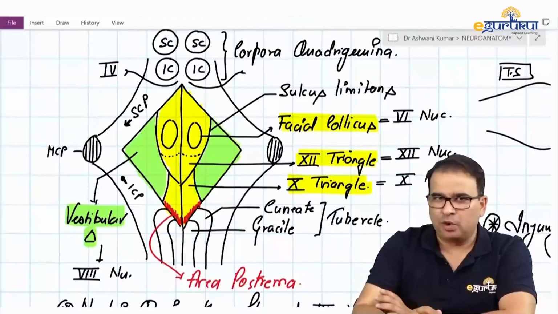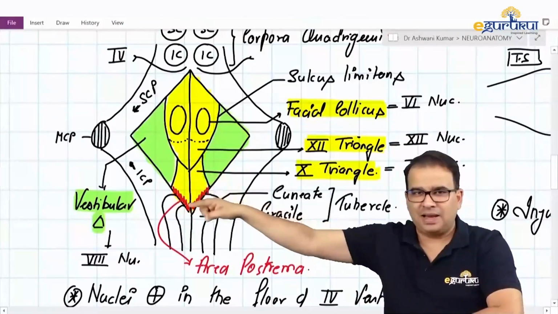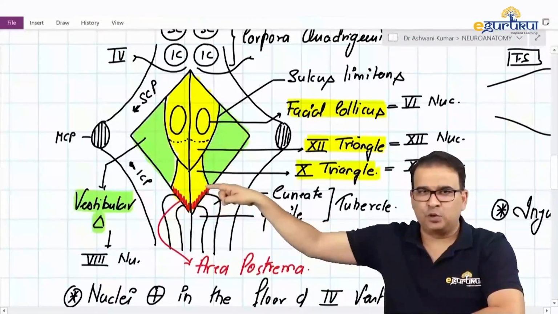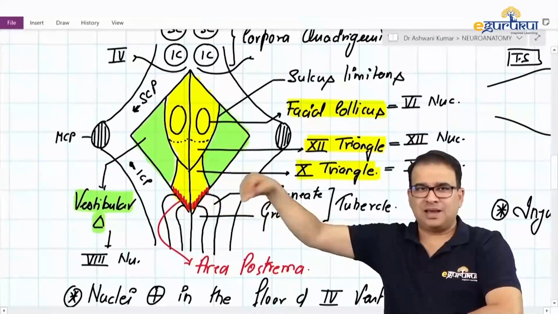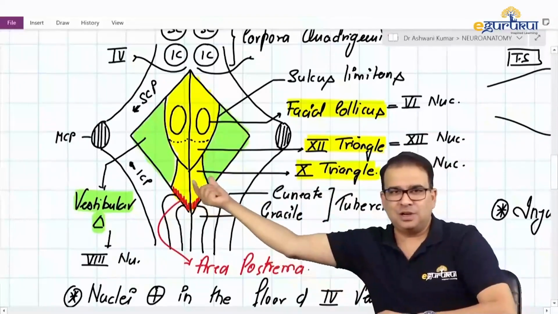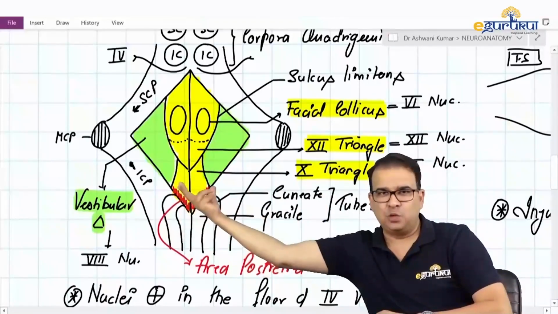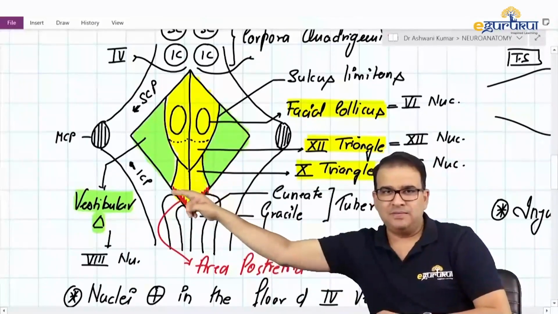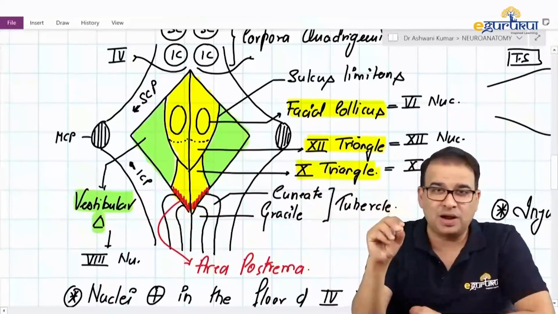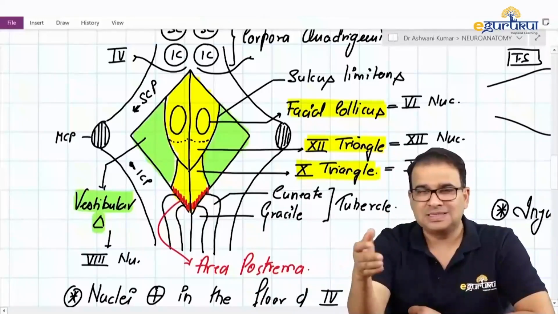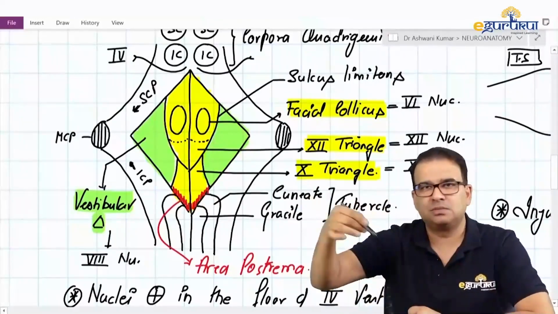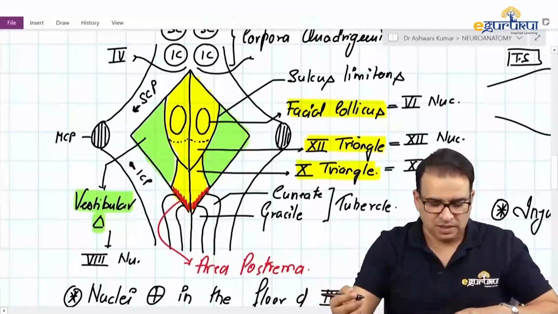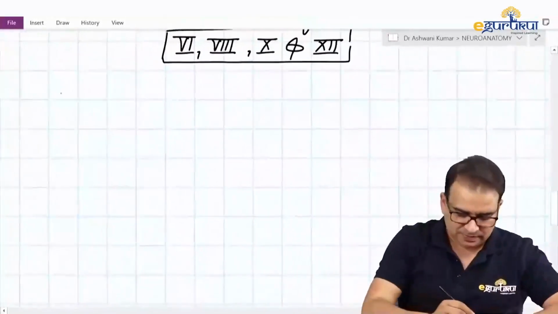One more term if you want to add here: if you look at the entire inferior angle of the fourth ventricle, its shape looks like a nib of an ink pen. Can you see that? It looks like a nib of an ink pen in this lower part here. And that's why the inferior angle of the fourth ventricle is also regarded as calamus scriptorius. Calamus is for the pen, scriptorius, the one which is used to write the script.